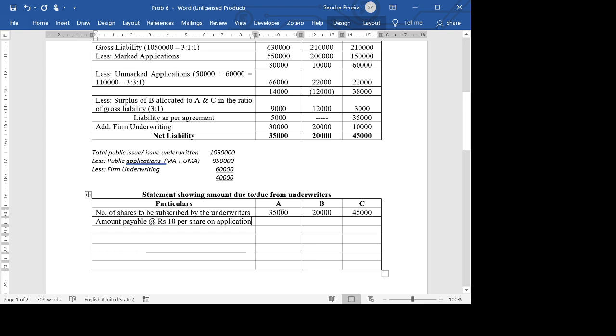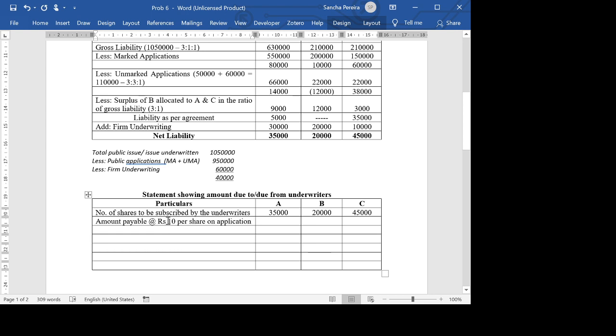Now, what is happening in this problem? The entire amount is received on application. That's what I have to take here. Suppose in another problem, they said only 2 rupees or 5 rupees are received on application, that time we take only that amount. What's the meaning of application? Application is a stage where the shareholders or the underwriters show an intention that they are interested in purchasing the shares.